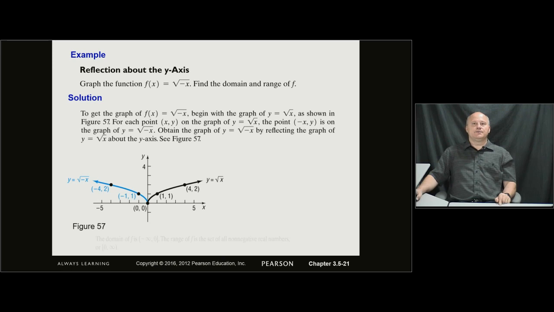Alrighty? So what's the domain? Okay, it's everything to the left of 0, so it's negative infinity to 0. It's another one of those cases what I was telling you about. The domain is not always all real numbers. This is when you have a starting point and going in one direction. So it's negative infinity to 0, and the range obviously is above the x-axis, so it's 0 to infinity. All right?